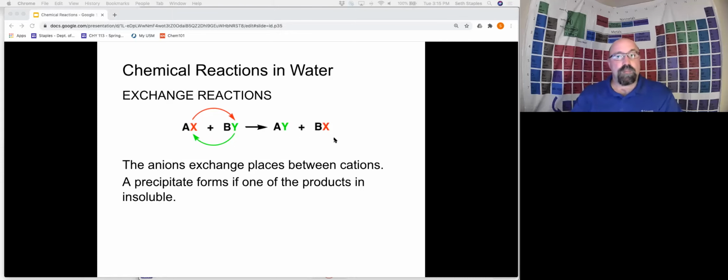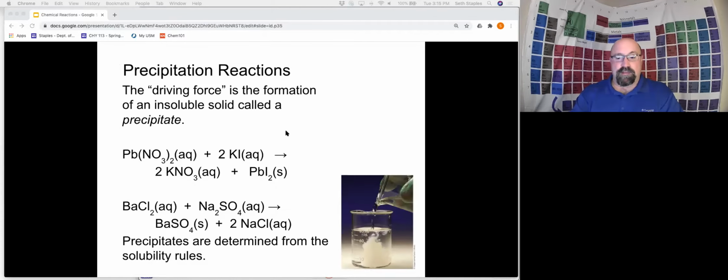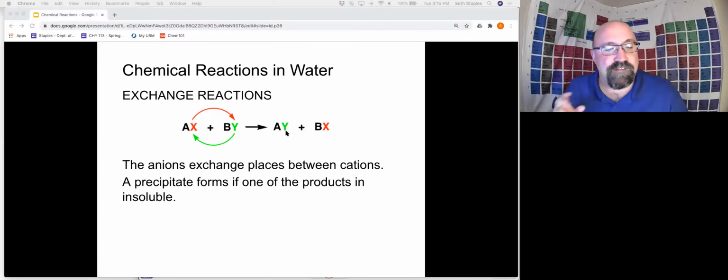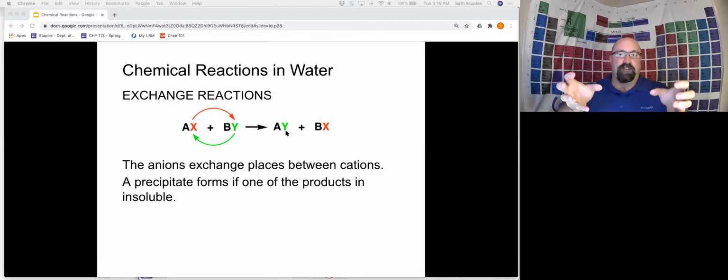But let's say for one of our products, either AY or BX, we consult our solubility chart, and we find that one of these products is insoluble. That's what we mean by a precipitate forming. When we talk about an insoluble precipitate, we talk about an insoluble solid forming from one of these reactions. It's not so dramatic as, like, I take two liquids and pour them together, and then clink, a pebble falls to the bottom of the test tube. It's nothing as dramatic as that.